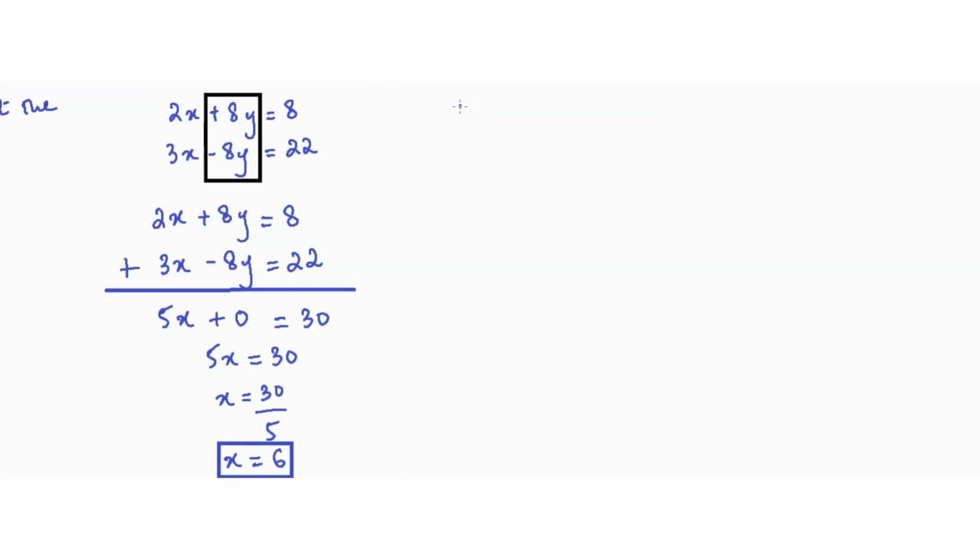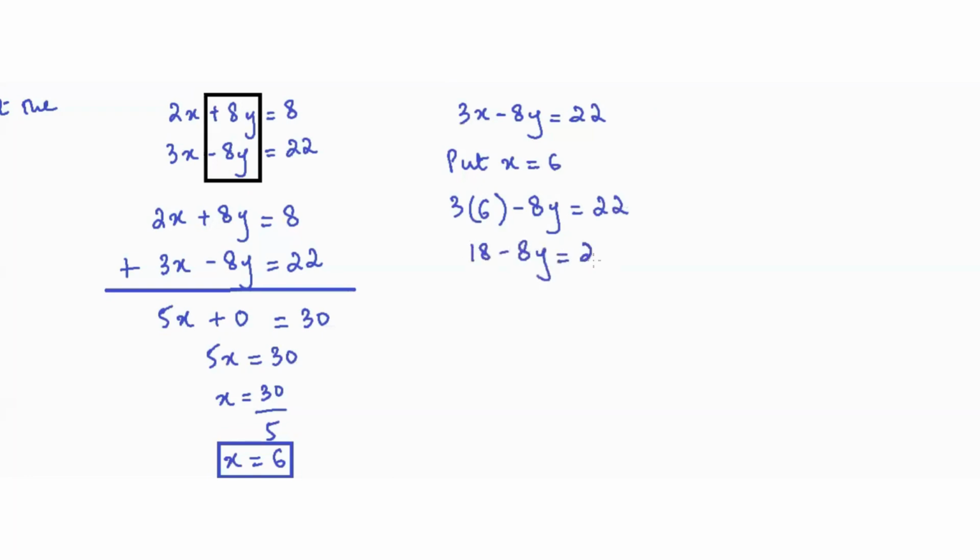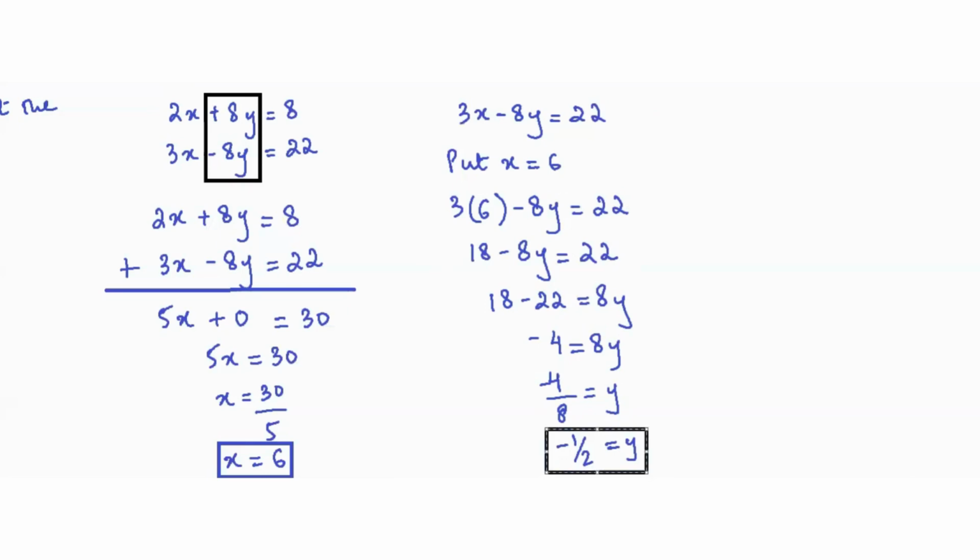If I pick 3x minus 8y equals 22, I'm going to put x equals 6 in this. So that's going to give us 3 times 6 minus 8y equals 22. That's 18 minus 8y equals 22. 18 minus 22 equals 8y, and that is going to be negative 4. So negative 4 over 8 is y, which is simplified to negative 1 over 2, which is exactly the same answer as what we got through the substitution method.